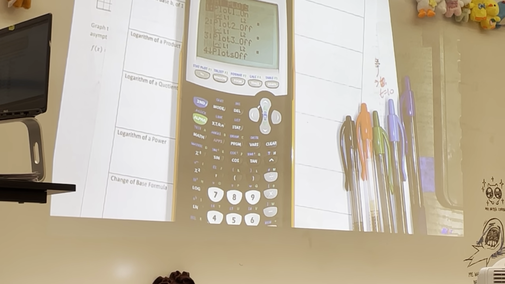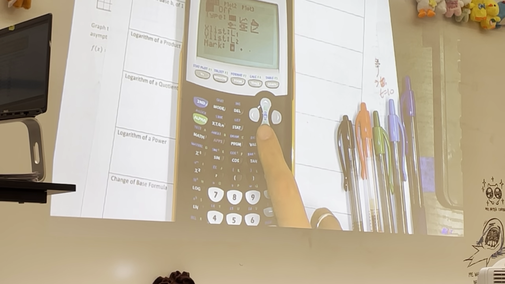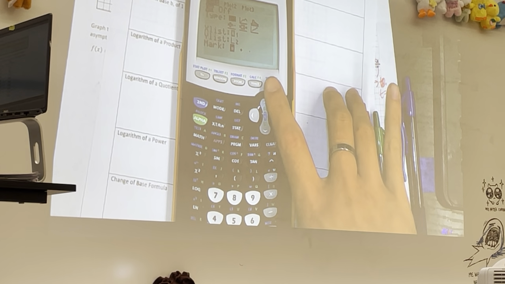Yes? Can you redo that step, what you just did? Oh, yeah. All I'm doing is selecting the scatter plot option, and my x list, y list is just the data set that I plugged in. So my x comma y, I'm just plotting it. And by doing so, once you click graph, you'll see that the scatter plot looks very strongly linear.